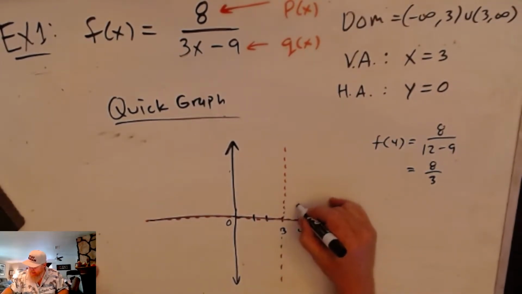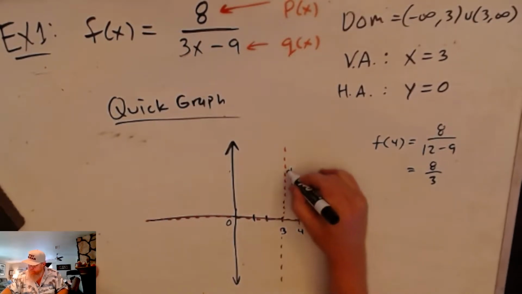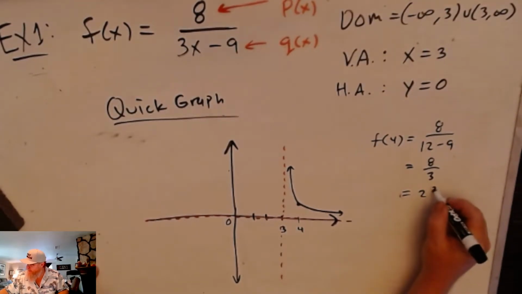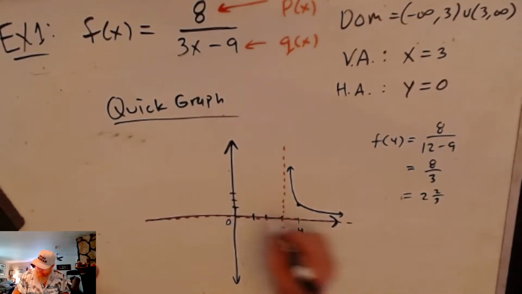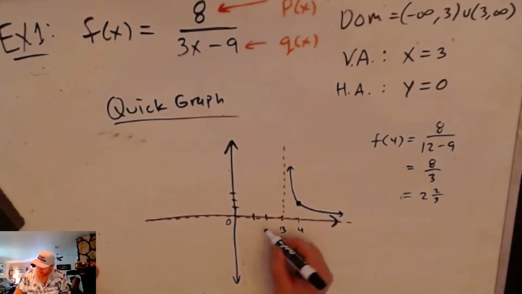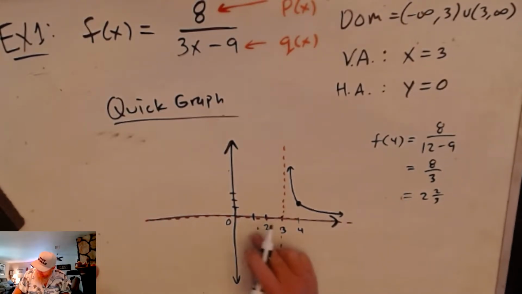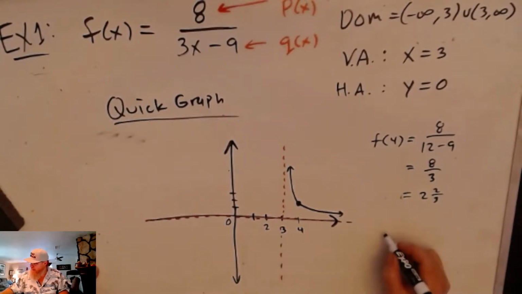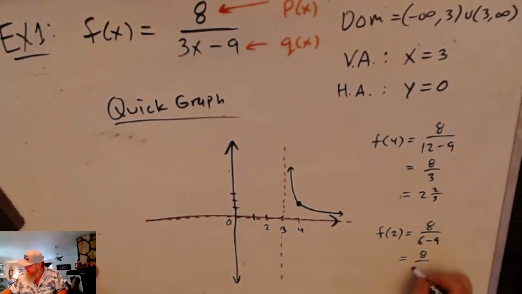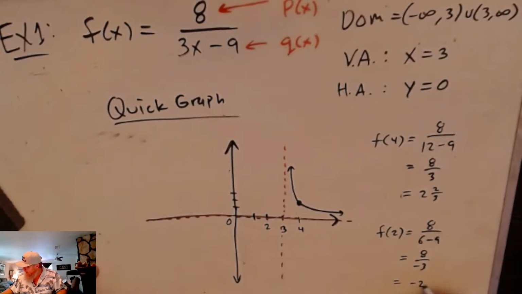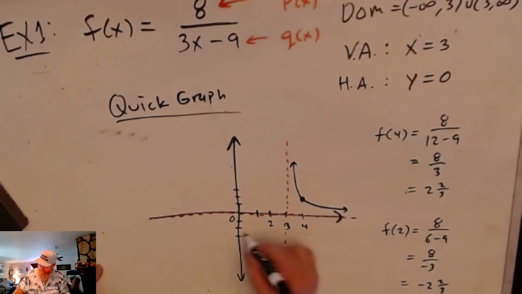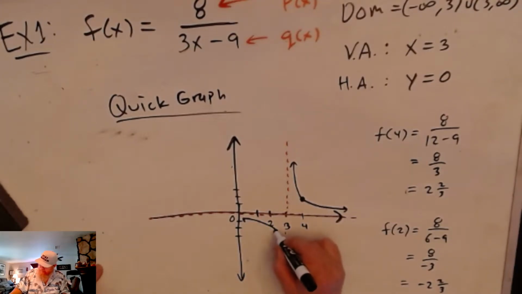So right about here. 8/3 is what? 2 2/3. I'm not being very precise, but right about there. You could also pick a point on the other side of the asymptote, something like 2. f of 2 would be 8 over 6 minus 9, which would be 8 over negative 3, which would be negative 2 2/3. So that would be somewhere down here.